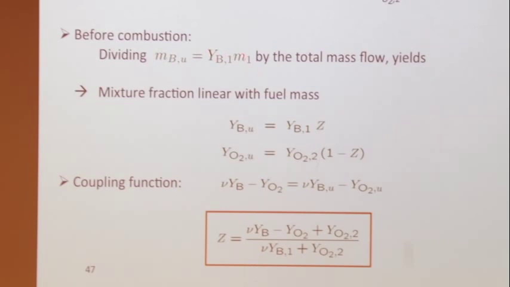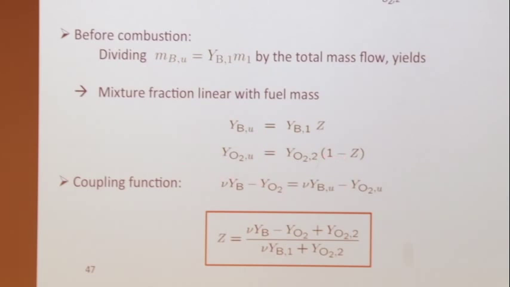YB1 remains, and then this here will be M1 divided by the total mass. That is the mixture fraction. I can do the same thing here for the oxidizer, and I have these two relations here, which are true as long as nothing burned. This is in the unburned, okay?